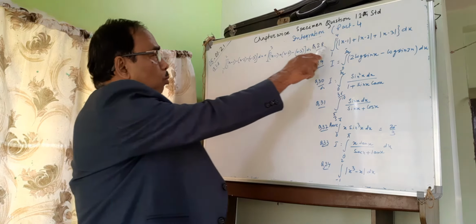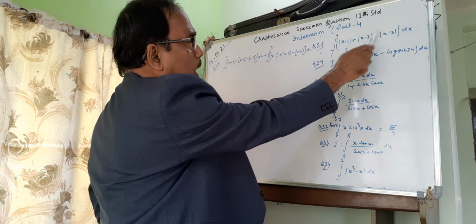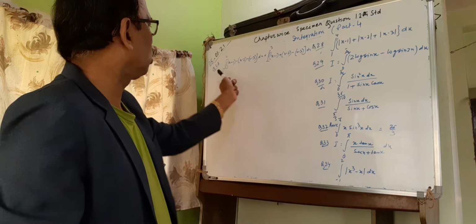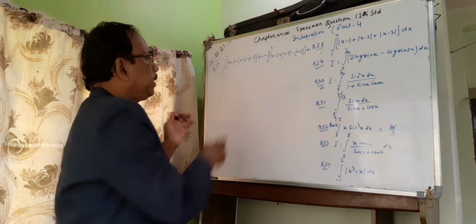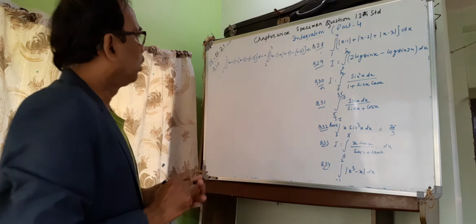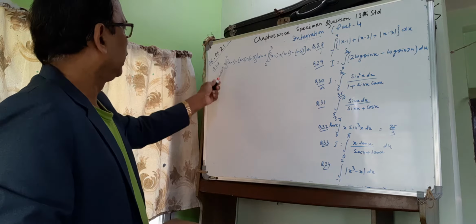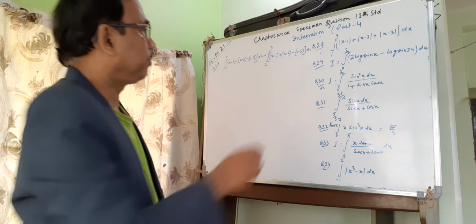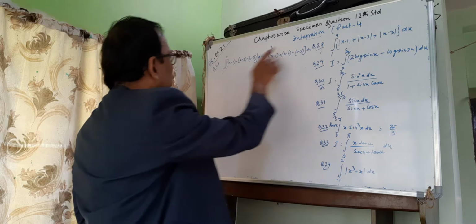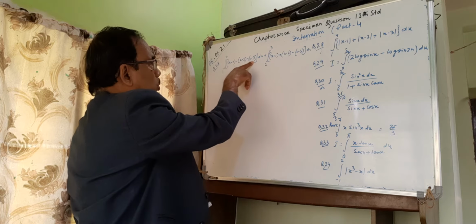Here question number 28 is given. Here the limit is 1 to 4. These are modulus oriented sums. We can take 3 intervals: 1 to 2, 2 to 3. In 1 to 2, suppose 1.5, so this is positive, this is negative, this is negative. We remove the modulus: this is positive, both are negative.